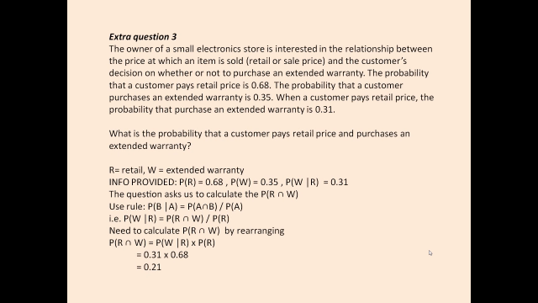And in fact, that's known as the multiplication rule. So the probability of retail and warranty will be our conditional, warranty given retail, multiplied by the marginal of the condition, so just the probability of retail. We've got our conditional, 0.31. We've got our marginal for retail, 0.68. Multiply them together and we get our answer of 0.21.